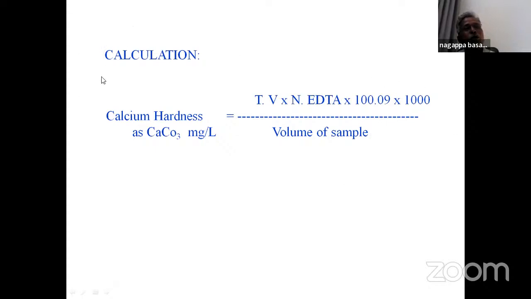It is not so tedious, and a lot of highly sophisticated instruments are not at all required. Just one burette, conical flask, and good reagents are required. Standard chemicals are required. Easily we can do calcium, total hardness, calcium hardness, and magnesium also.